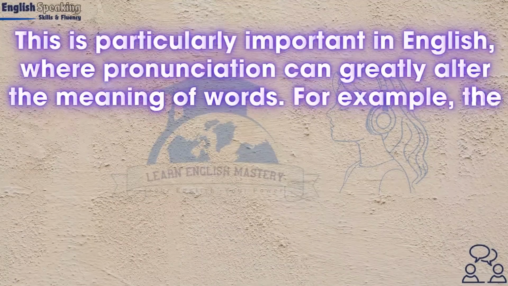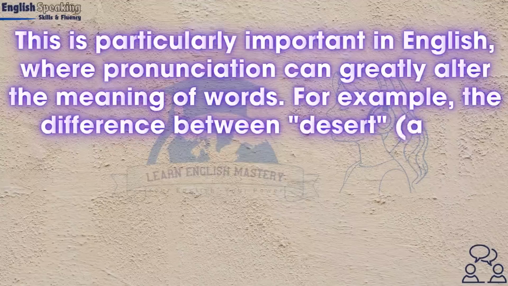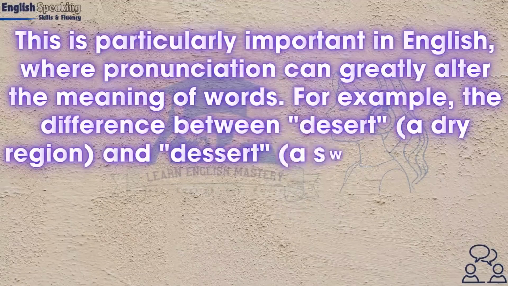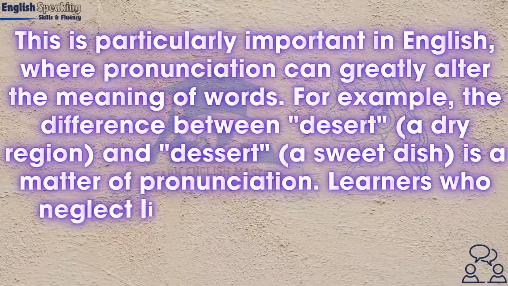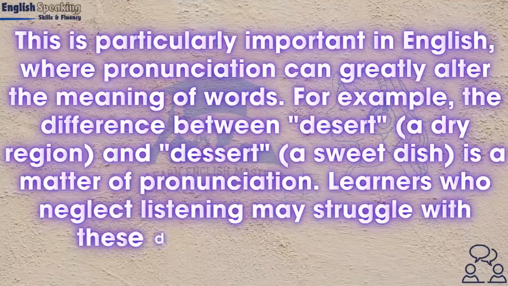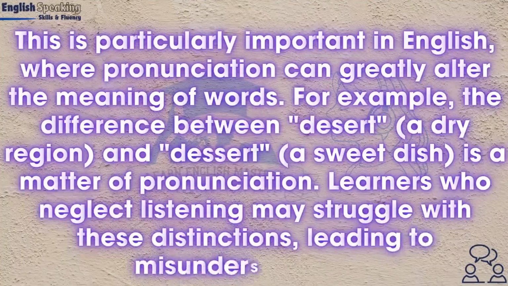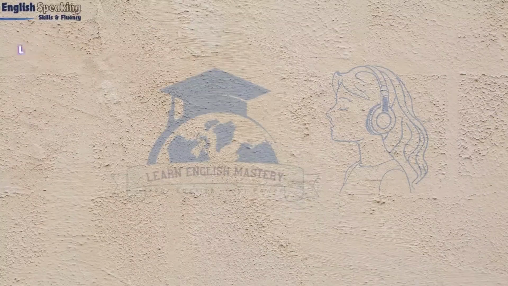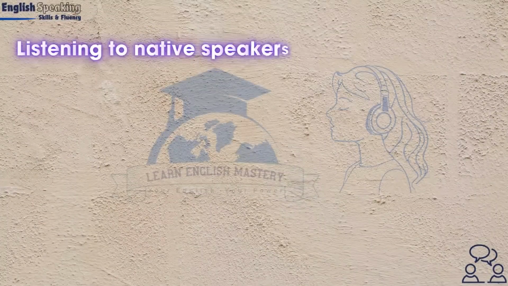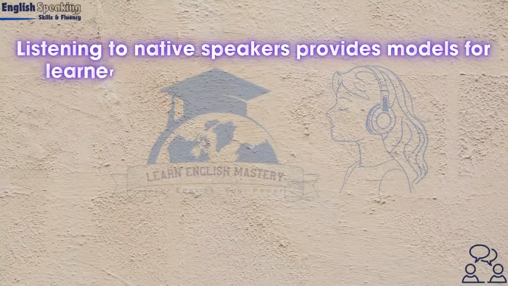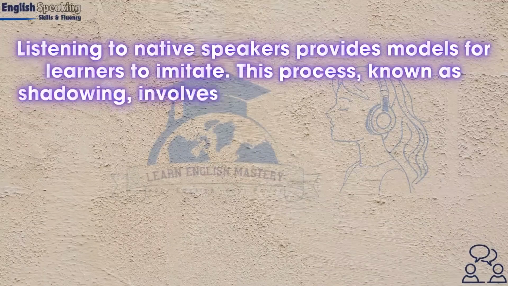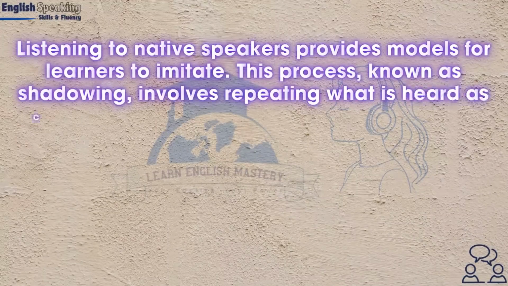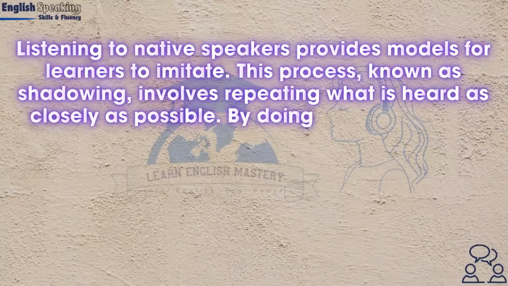For example, the difference between desert, a dry region, and dessert, a sweet dish, is a matter of pronunciation. Learners who neglect listening may struggle with these distinctions, leading to misunderstandings. Listening to native speakers provides models for learners to imitate. This process, known as shadowing, involves repeating what is heard as closely as possible.